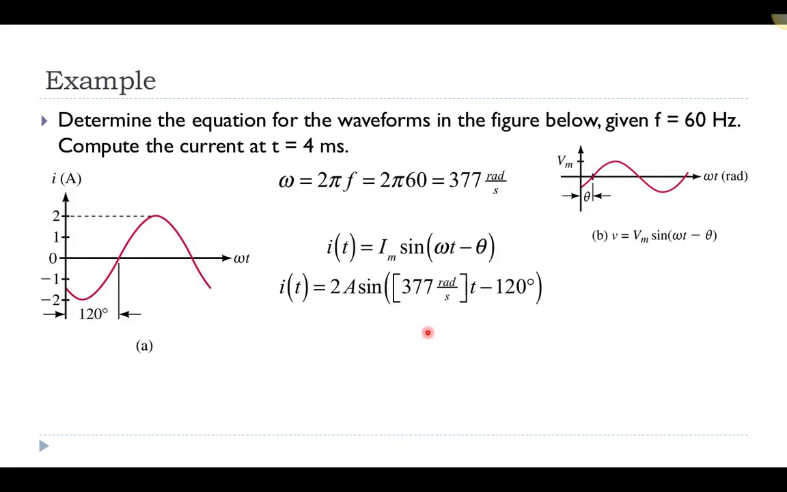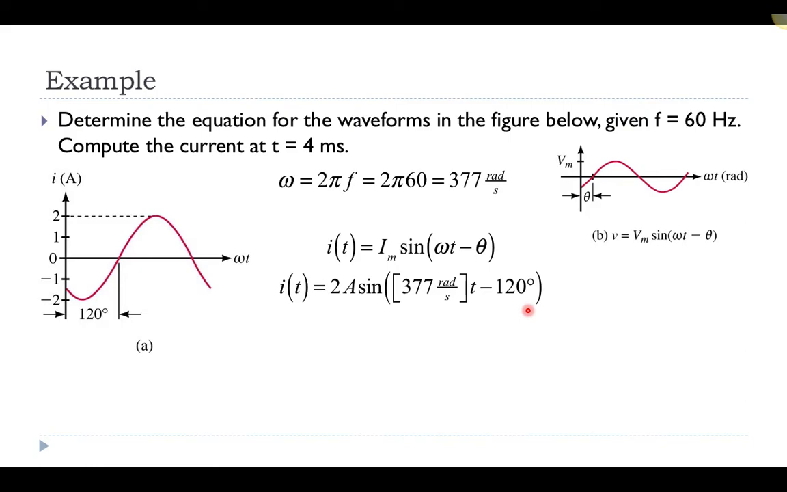So if I write down my formula for the current as a function of time, it has some maximum value times sine omega t minus the phase angle. Our maximum current is 2 amps. So this is 2 amps times sine of the angular frequency of 377 times the time minus 120 degrees.